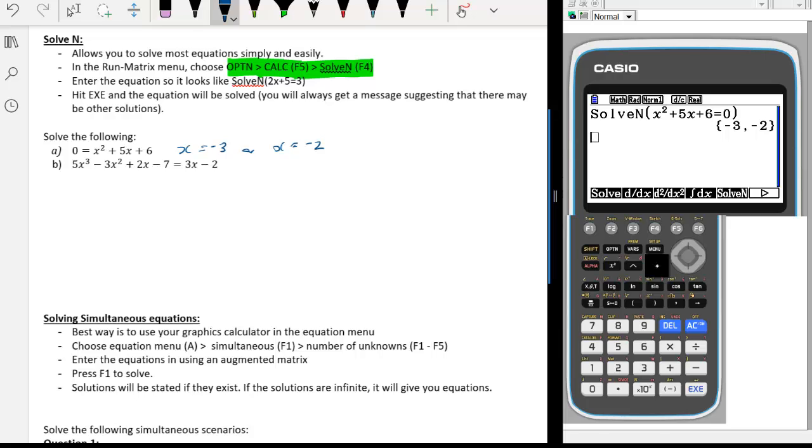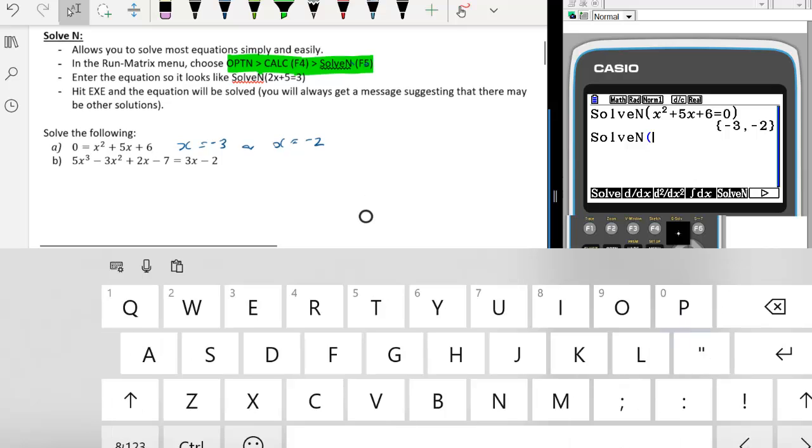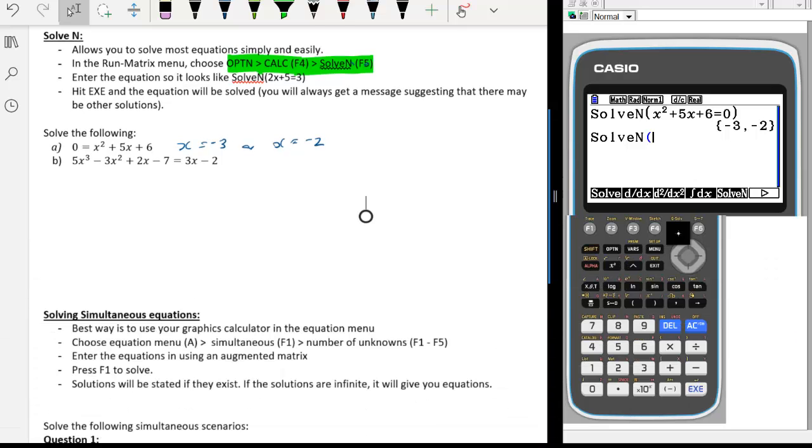When we look at B, we've got a more complex equation. Now we could go and rearrange this and isolate, we'll put everything to one side and make it equal to 0, but it's not necessary with solve_n. If we go F5 again for solve_n, and up here I've messed these two up, it's just dawning on me now. This should be F5, and this should be F4. Okay, it should be F4 for calc and F5 for solve_n.